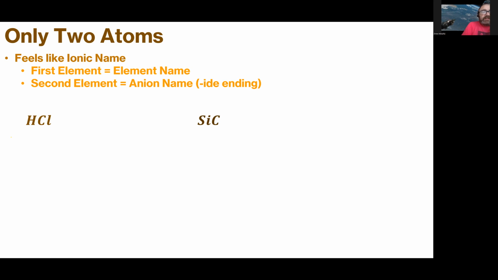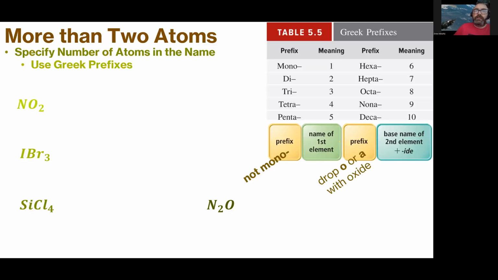So here, if we have HCl, H is hydrogen, so this is hydrogen, and Cl is chlorine, so this is chloride. Great. Si is silicon, so this will be silicon carbide. There's not a lot of these, but we'll see some other stuff that is a little bit more universal.